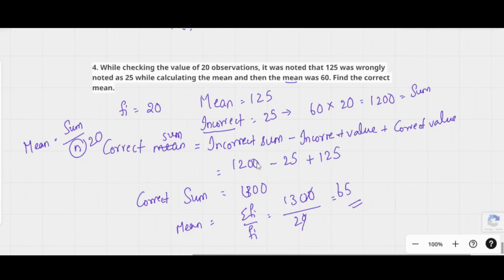In that 1200 I subtracted this 25. The incorrect value went off. Now I am replacing this incorrect value with the correct value, that is 125. Okay, then I got 1300 as the correct sum. Now I divided by 20. This correct sum gives us the correct mean.